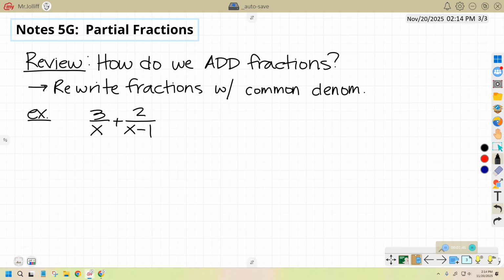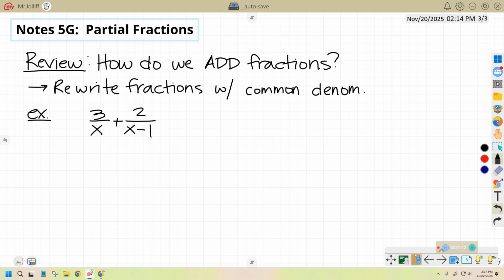I have two fractions, 3 over x, 2 over x minus 1. I want to add the fractions. And the idea is pretty similar to how I would squish 4 and 5 together. The common denominator for 4 and 5 is 20. I'd multiply the 4 fraction by 5 top and bottom. I'd multiply the 5 fraction by 4 top and bottom.